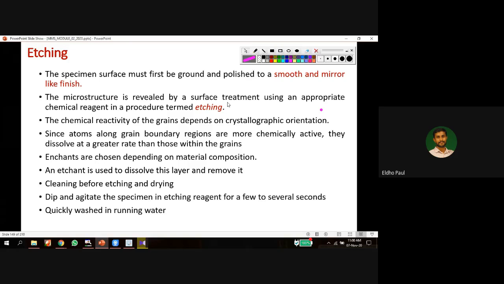So we apply a chemical reagent and reveal all the microstructure from the smooth mirror finish surface. There will be a chemical reaction, and the chemical reactivity of the grain depends upon the crystallographic orientation. Since the atoms in the grain boundary are more chemically active, they dissolve at a greater rate than within the grain.